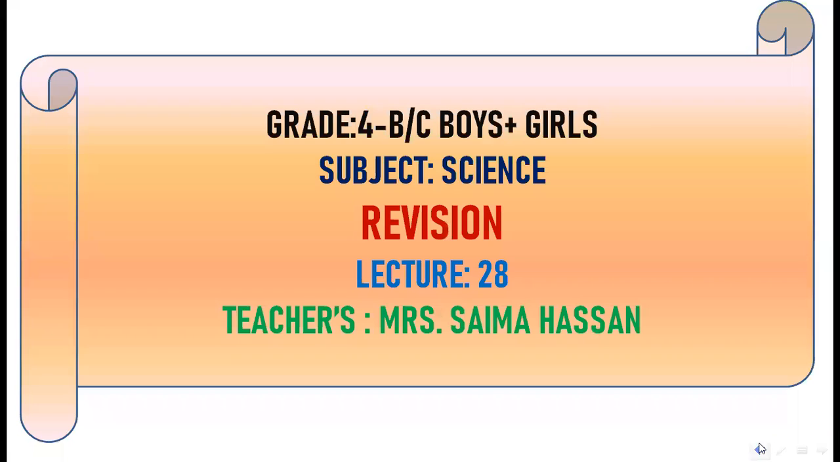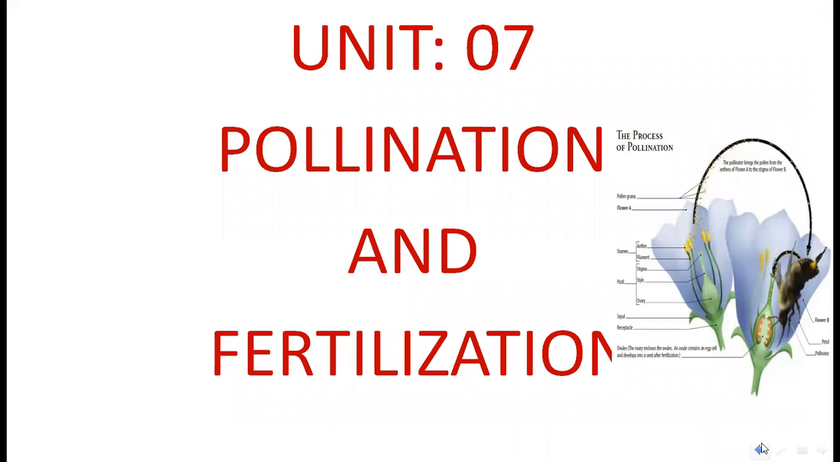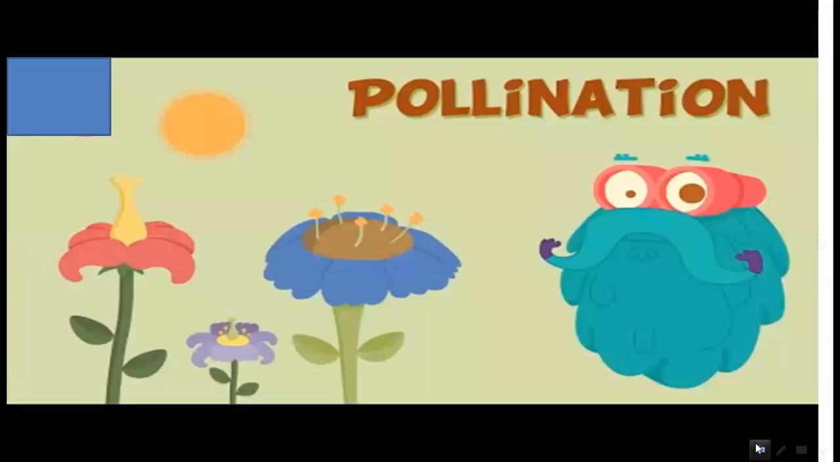Dear students, today we are going to revise chapters number 7, 8, and 12. So first of all, we revise unit number 7, pollination and fertilization. Dear students, you know that pollination is the process of transfer of pollen grain from anther to stigma.